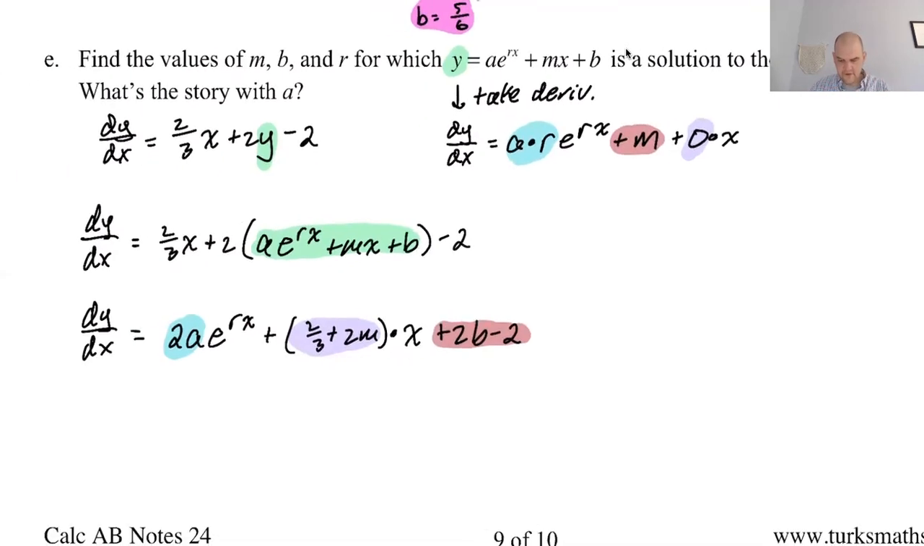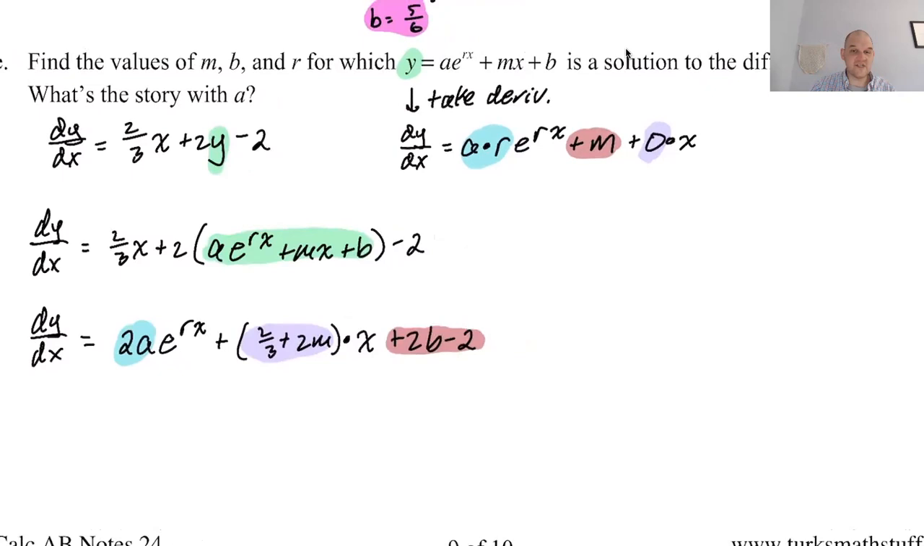And we're good to go. I have 3 equations and 3 unknowns. I don't know what A is, I don't know what M is, I don't know what B is. Those are all the things that I'm being asked. Oh wait, no, I don't know what R is. What don't I know? I don't know what R is, what M is, or what B is. And those are the things that I'm being asked. And then the question says, what's the story with A? So I think I kind of know the story with A.